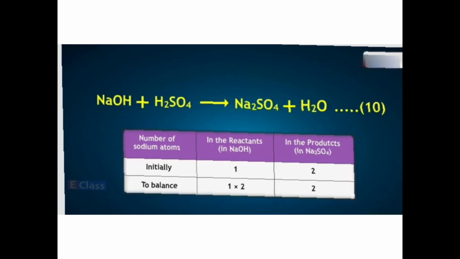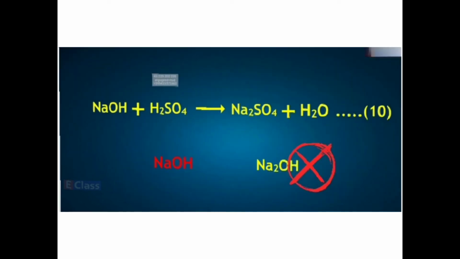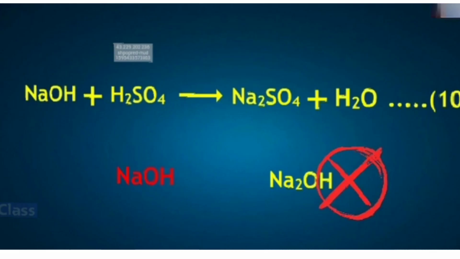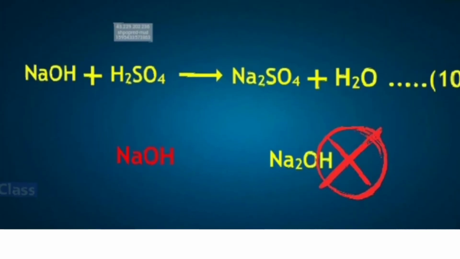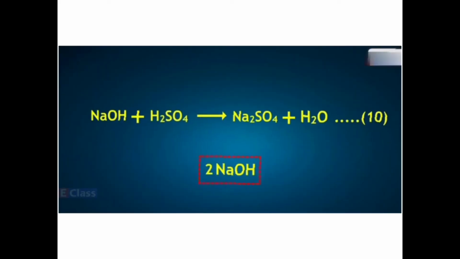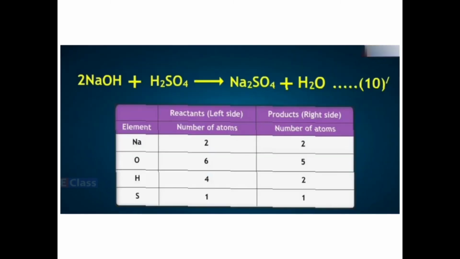In the balancing part, initially the sodium atom was 1 and I have done the balancing by multiplying by 2. So remember that I cannot change the formula. I cannot write Na2OH. That is not correct. According to the valency, the formula is NaOH only. So I have to do 2 NaOH only. Then after this, let us check it.